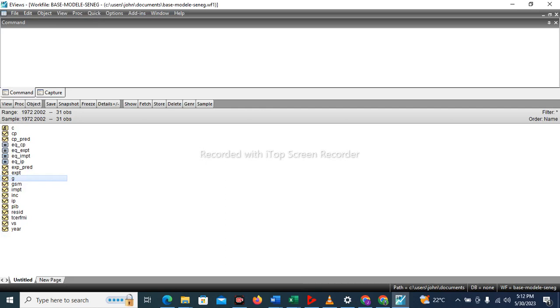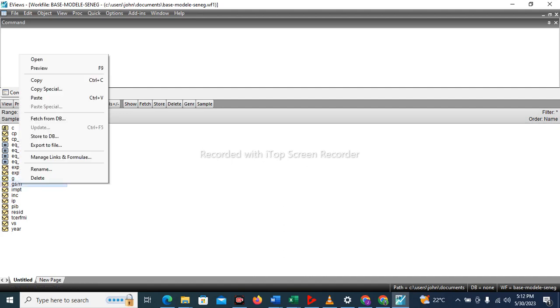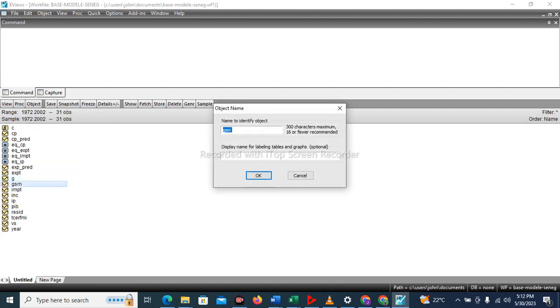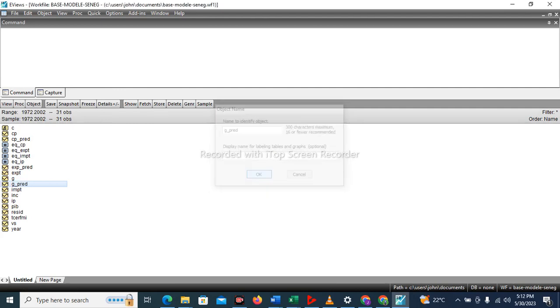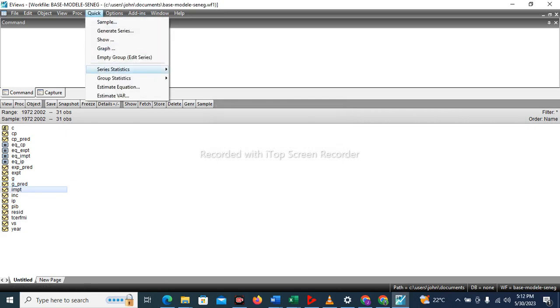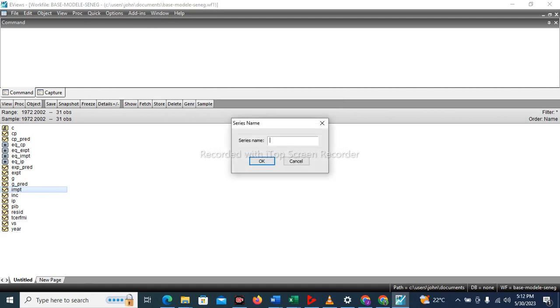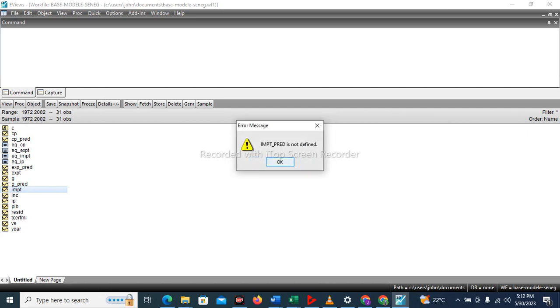So it should remain. So I need to rename it to show it's a prediction. So it was predict. That's it. Then again, we do the same for inputs. Quick series statistics, exponential smoothing. Then we have inputs, predict, defined.